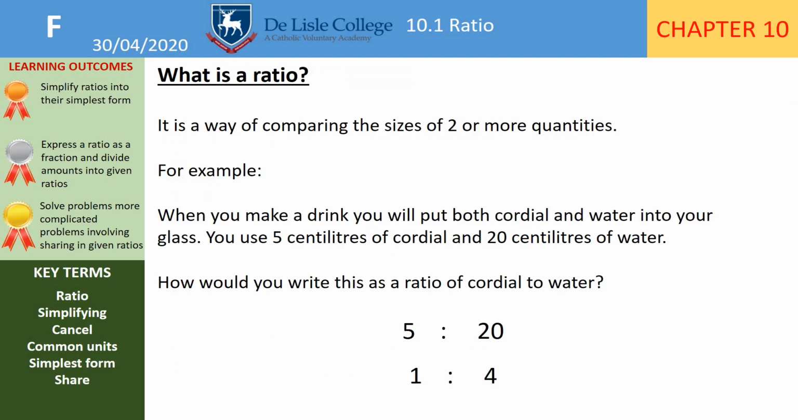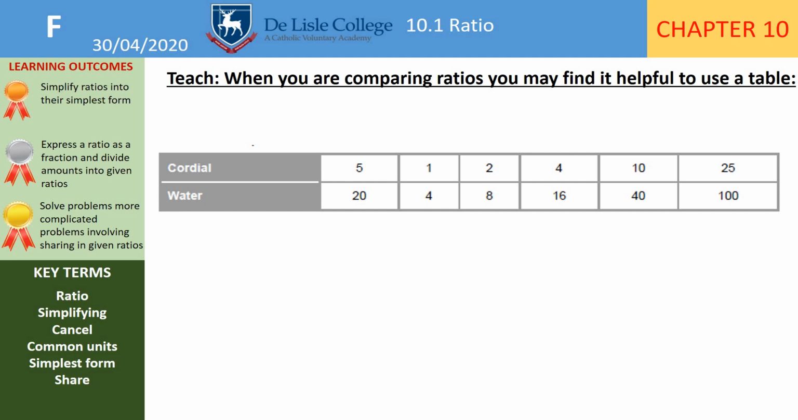Okay, a ratio. A ratio is a way of comparing the sizes of two or more quantities. For example, when you make a drink, you will put both cordial and water into the glass. So if you use 5 centilitres of cordial and 20 centilitres of water, that would be quite strong, but you would write that as 5 to 20 or 1 to 4. You might get a hint as to what we've done there. When you're comparing ratios, you might find it useful to use a table like so. And this one is for the cordial and water like we've just shown.